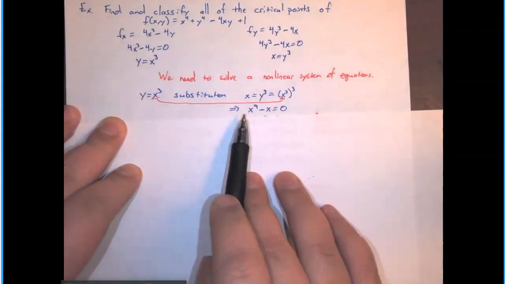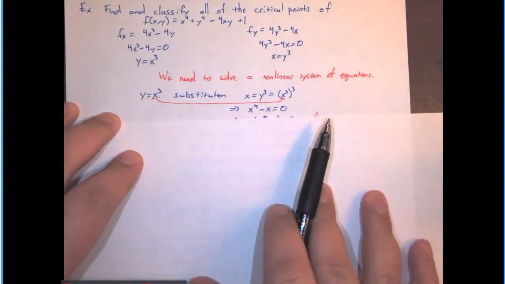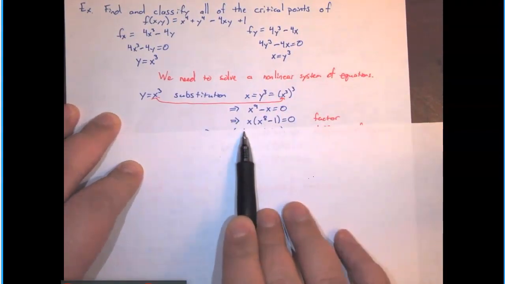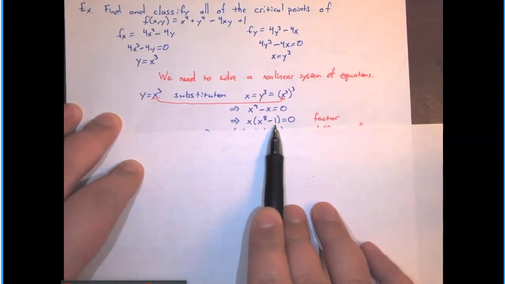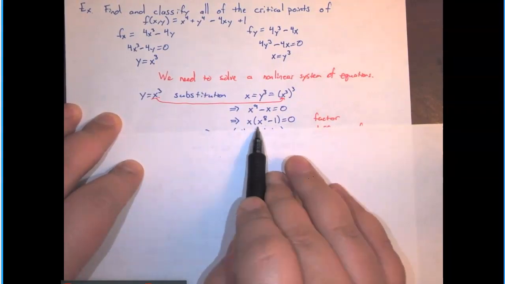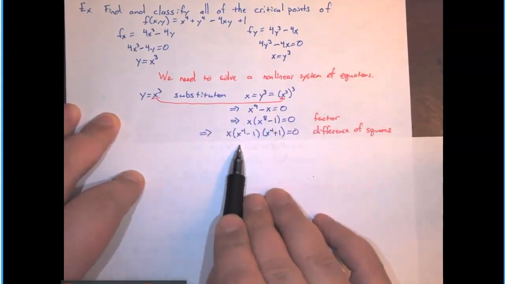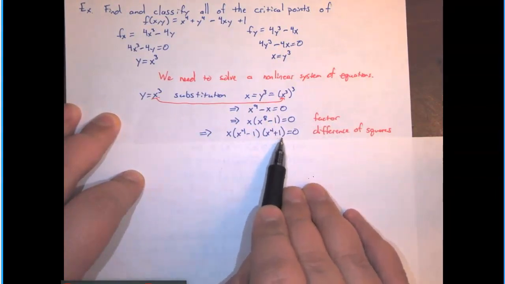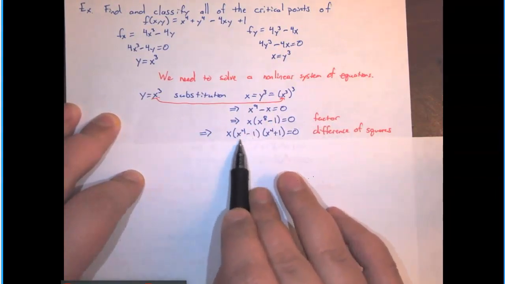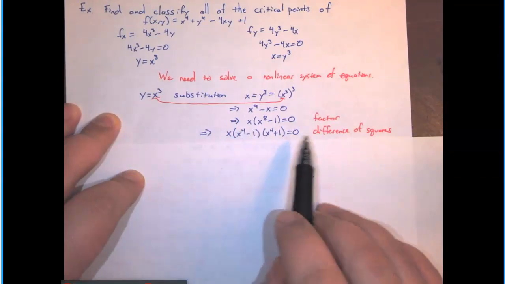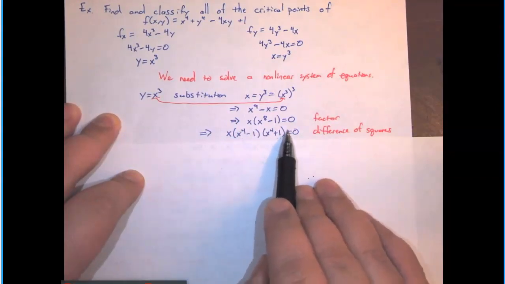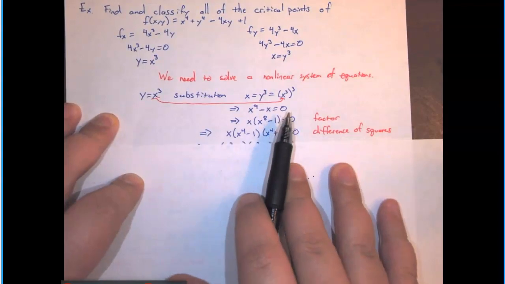From here I need to factor this so I can solve it. So first I just factor an x out. That leaves me with x times x to the 8th minus 1. But this is a difference of squares. So I can factor this again into x times x to the 4th minus 1 times x to the 4th plus 1. But I have another difference of squares, so I can factor this in the same way. A sum of squares I can't factor. I just leave this the way it is.